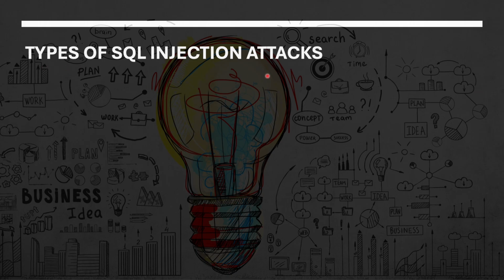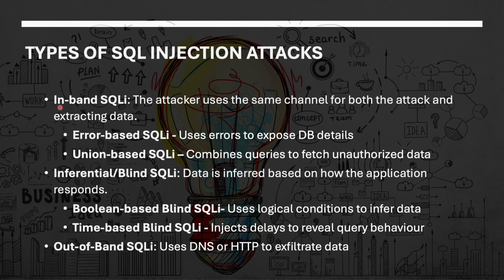There are several types of SQLi attacks. The first one being in-band SQLi, where the attacker uses the same communication channel to launch the attack and gather results. There are two types of in-band SQLi, the first being error-based SQLi, where attackers rely on the error message to reveal the database details. The next we have union-based SQLi, where attackers use the union command to retrieve data from other tables.